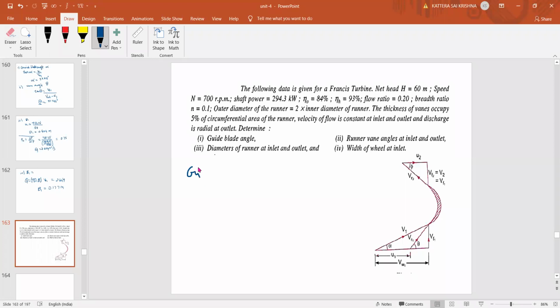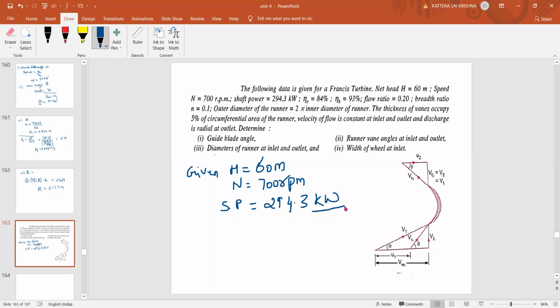So what he has given, you write down first. So given, first thing he gave a head value. So H equal to 60 meter. Next speed, RPM, 700 RPM. Next shaft power. So it is nothing but power. Shaft power equal to 294.3 kilowatt. Okay, so remember always you need to keep shaft power in kilowatt only.